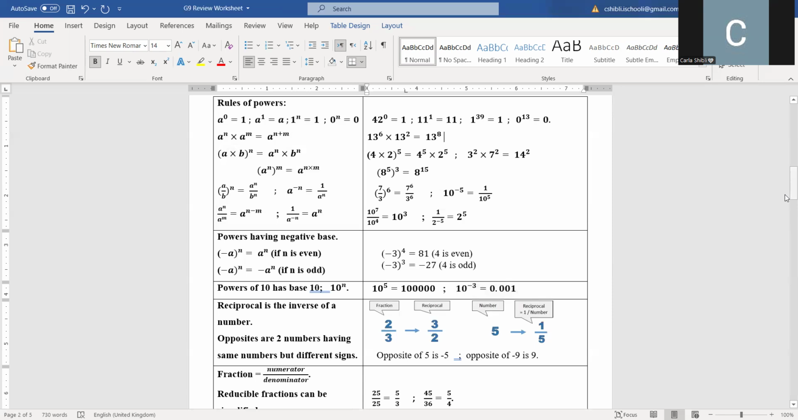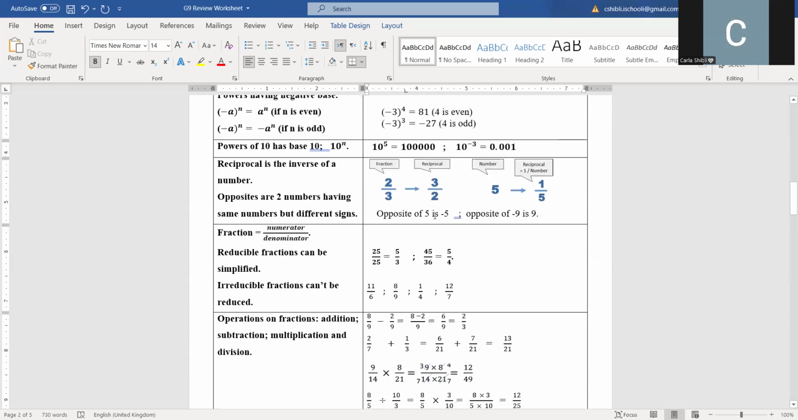Talking about reciprocals and opposites of numbers, the reciprocal of a number is its inverse. We flip the number or the fraction. For example, 2 over 3, its inverse or reciprocal is 3 over 2. 5, its reciprocal is, it's 5 over 1, so the reciprocal will be 1 over 5. The opposite of a positive number is negative, and the opposite of a negative number is positive. Opposite of 5 is negative 5, opposite of negative 9 is 9.